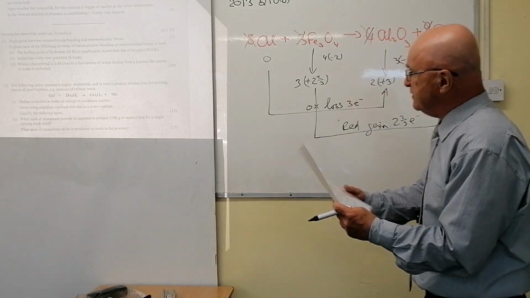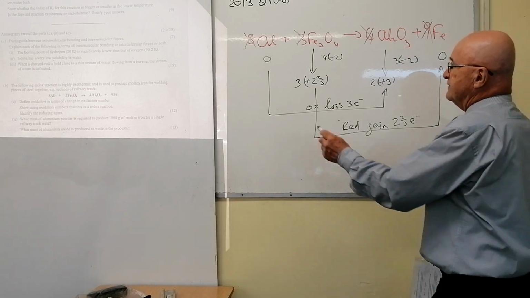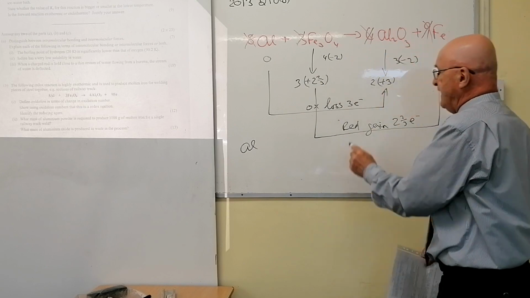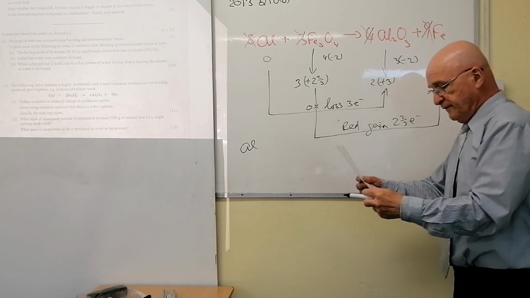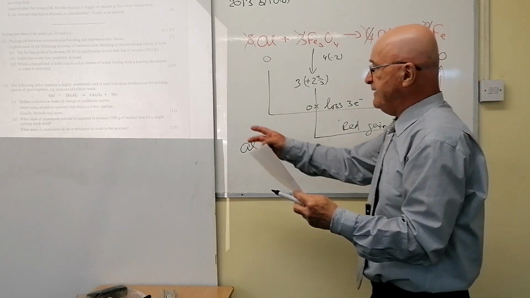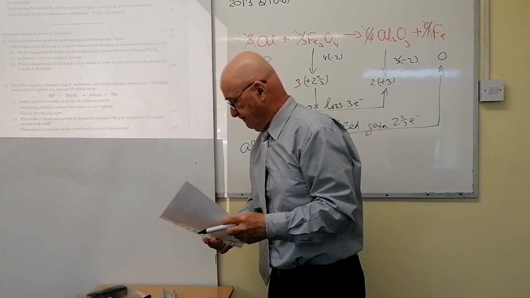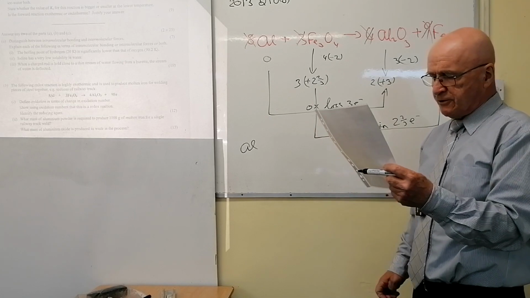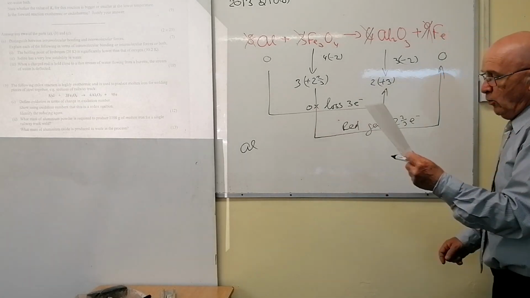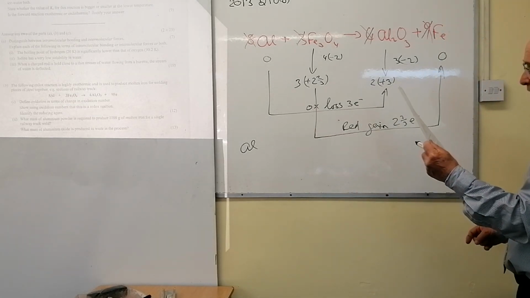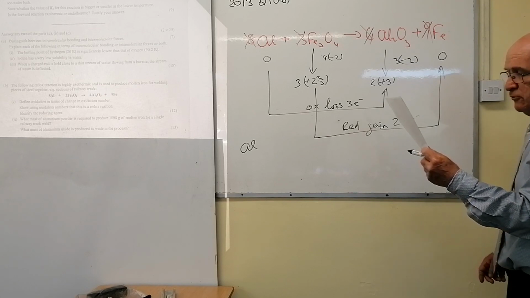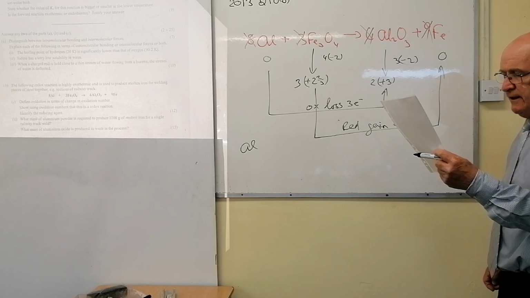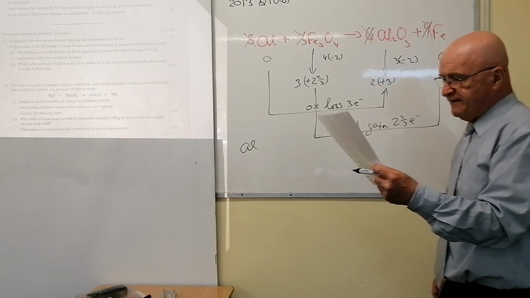It says identify the reducing agent. The reducing agent has been oxidized, so the answer is aluminium. Okay, Al, aluminium is the answer. Okay, it's been oxidized, so it's the reducing agent. Now the next bit is a blast from the past, and we have to deal with that. It says, what mass of aluminium powder is required to produce 1008 grams of molten iron for a single railway track weld? What mass of aluminium oxide is produced as waste in the process?